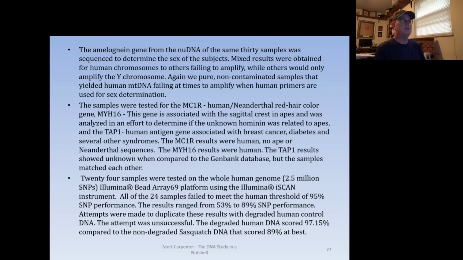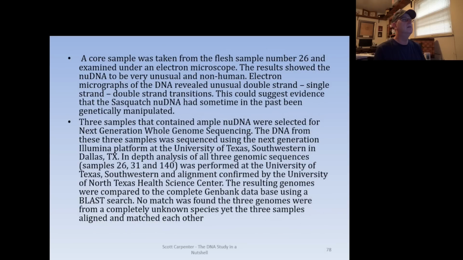24 samples were tested using the whole genome, that's 2.5 million SNPs, on the Illumina BeadArray platform using the Illumina iScan instrument. All of the 24 samples failed to meet the human threshold. Again, you can see this pattern where it will test human in one section of the gene and non-human in another. And that's basically what that's saying.